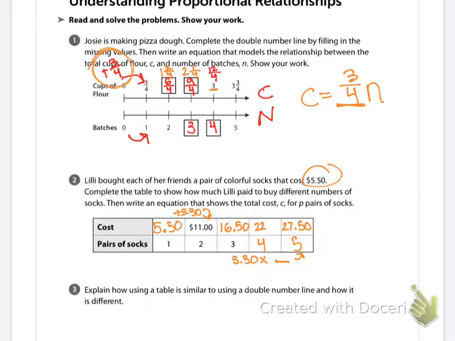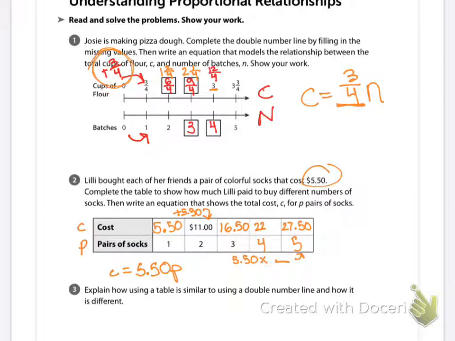And end up with the cost, which for 5 pairs of socks is $27.50. Well, thinking about how we're multiplying by that to find the cost, or C, for P pairs of socks, this is going to be C, this is going to be P. You were right that we're multiplying $5.50 by P, however many pairs of socks you buy. And that's the equation for figuring out the cost of socks, okay?